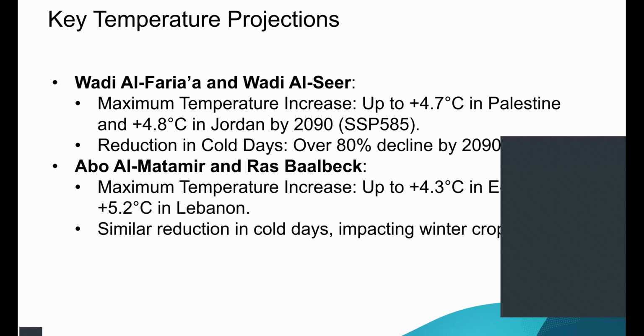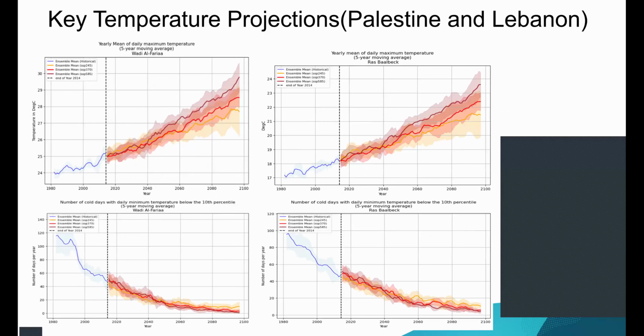For the other 2 basins, Abu al-Matamir in Egypt and Ras Baalbek in Lebanon, we expect a similar increase in maximum temperature, up to 4.3 in Egypt and 5.2 in Lebanon. Such warming will likely cause heat stress in crops and increase evapotranspiration, intensifying water scarcity issues. So overall, these temperature projections indicate a challenging future for agriculture systems.